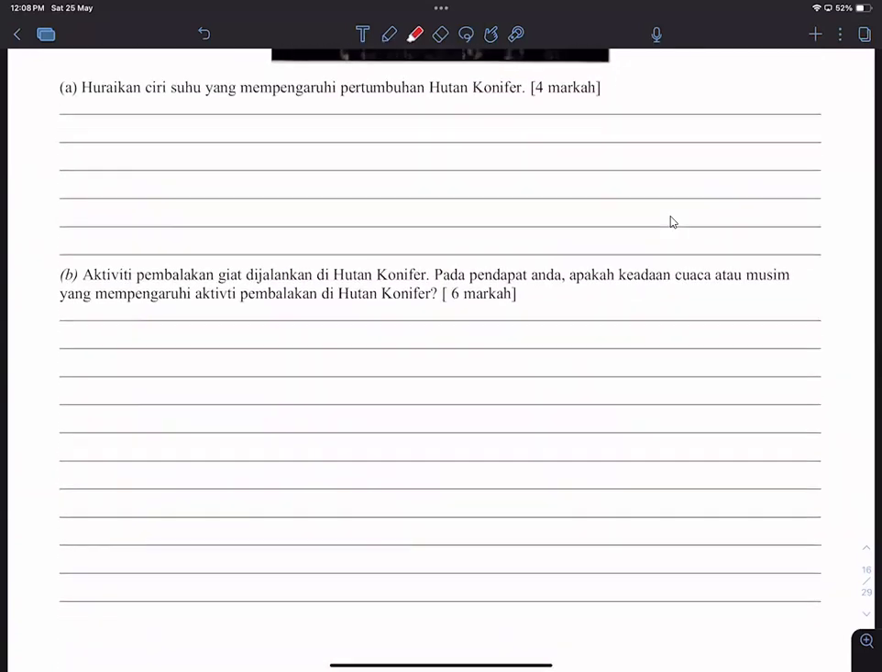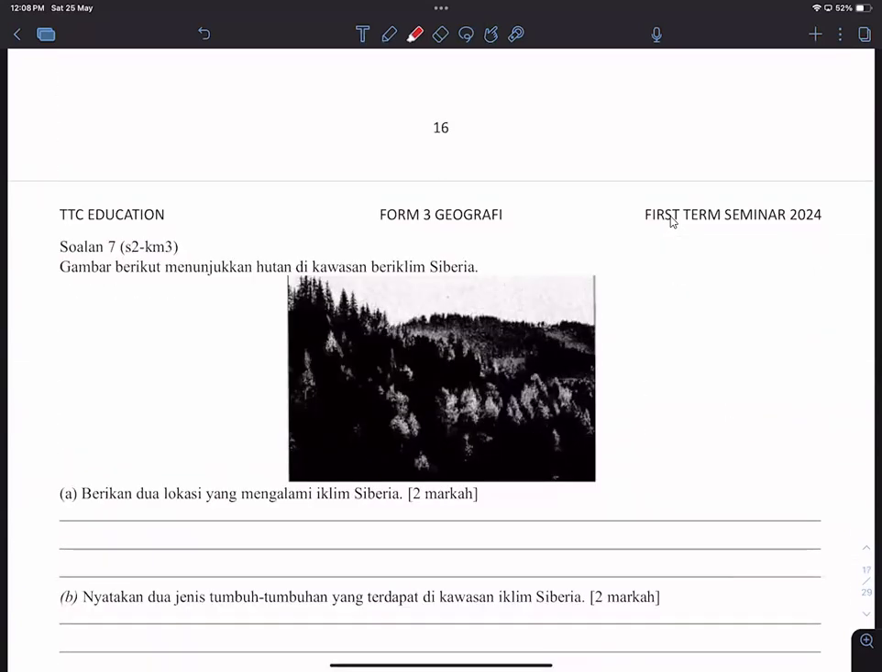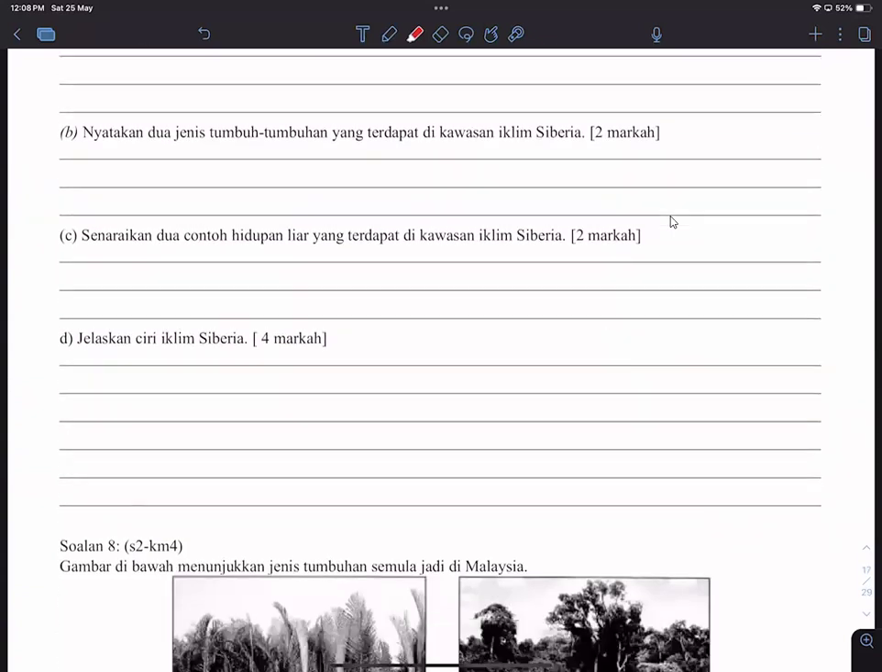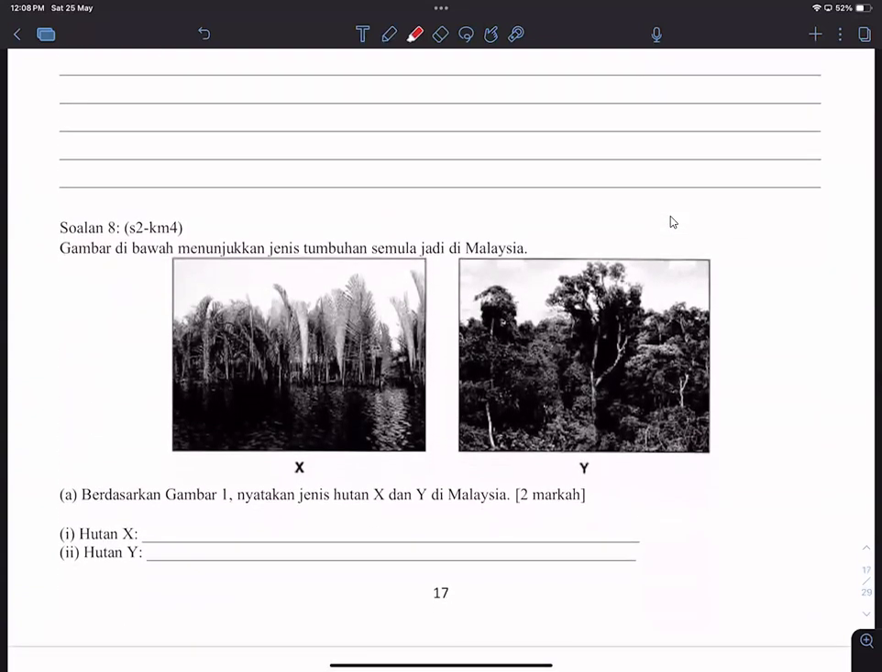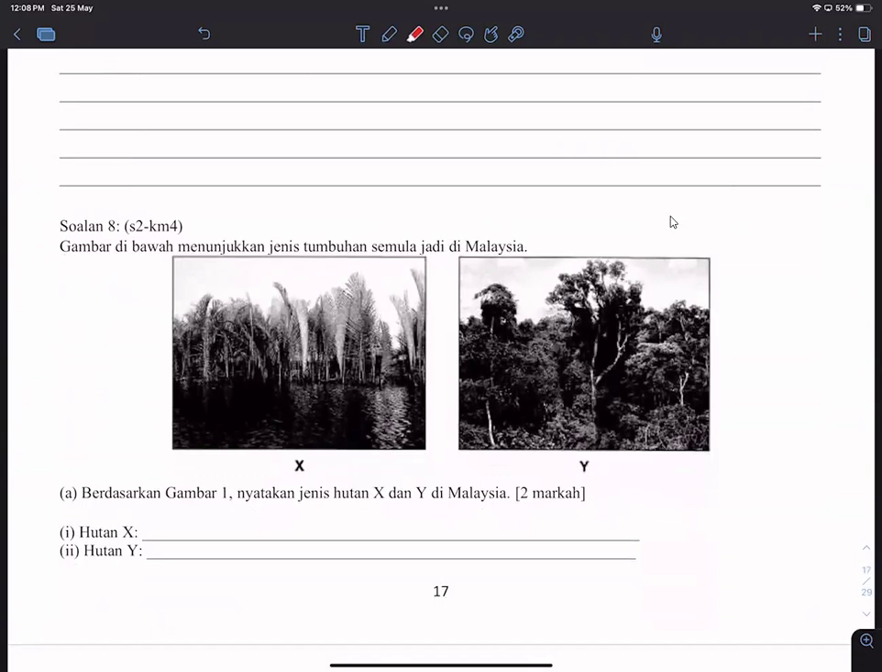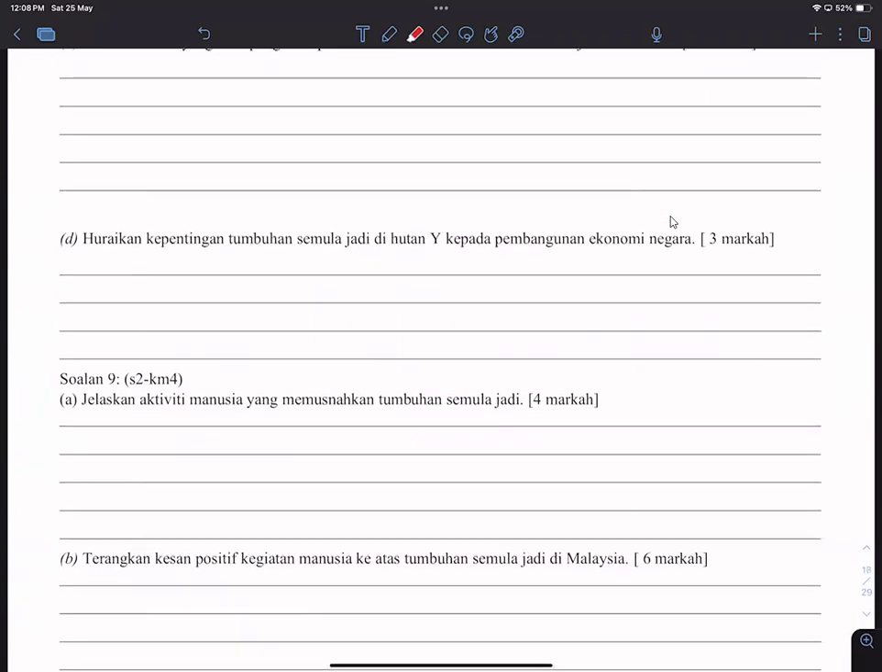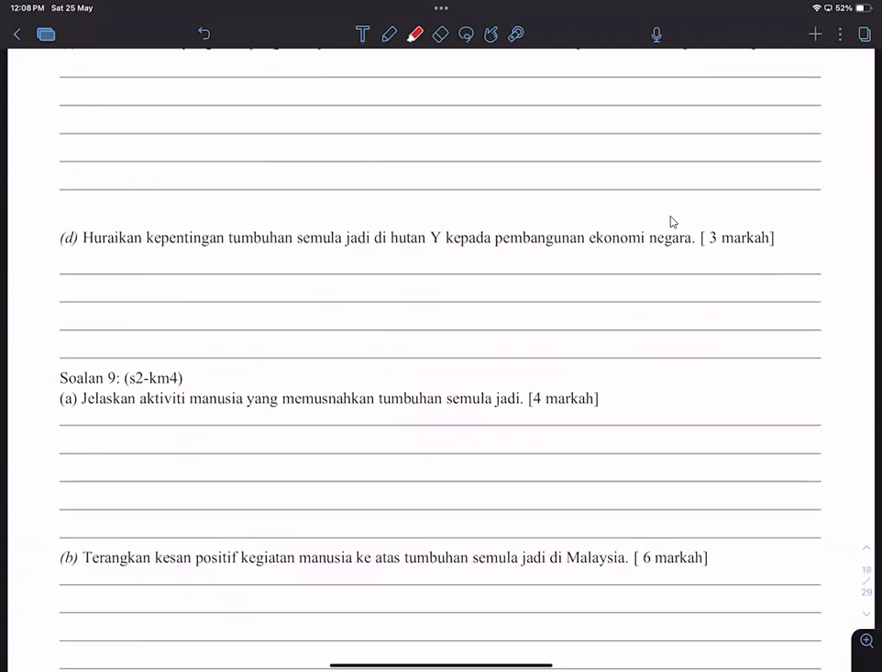Okay, so hutan conifer must try, and then the gurun panas, right? Iklim Siberia is the same as hutan conifer. Can try also soalan 6 and 7. So as long as hutan conifer and then the kawasan gurun panas, try. So this is semua jadi di Malaysia. So that's why you don't need to try, just refer to the answer.